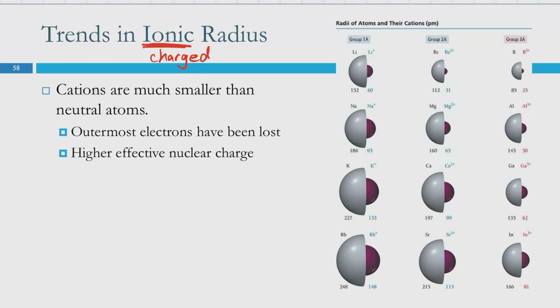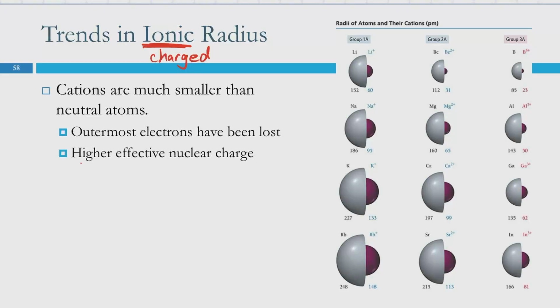Cations are much smaller than neutral atoms. The reason for this is we were thinking about our shells of electrons, right? And when we get cations, the cations that most commonly form are caused by ripping away that complete outer shell. If we completely get rid of a whole shell, we've basically shrunk it down one row on the periodic table.